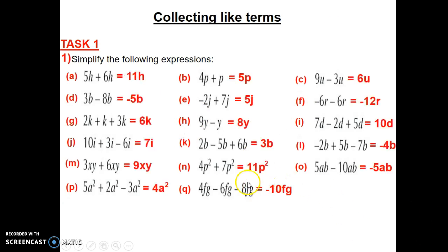Right, here are the answers. Make sure that you are checking all answers as well as the signs. So they are very important. So if you have for question D is minus 5b, just 5b won't be enough. You have to have the negative, because you are taking away the bigger number from a smaller number.